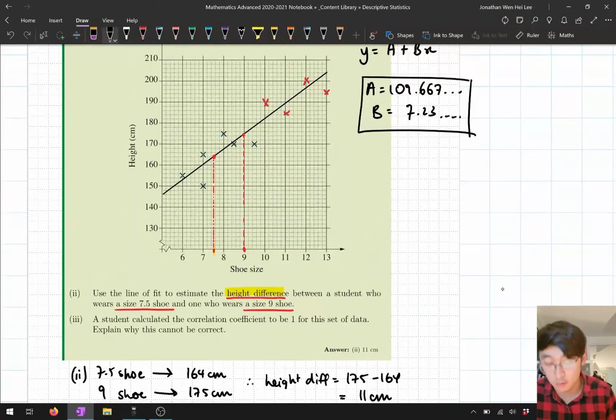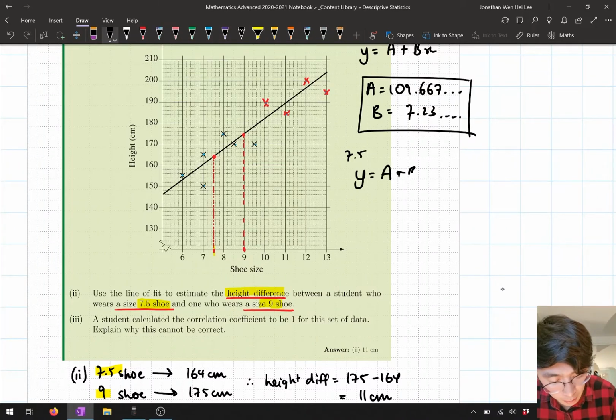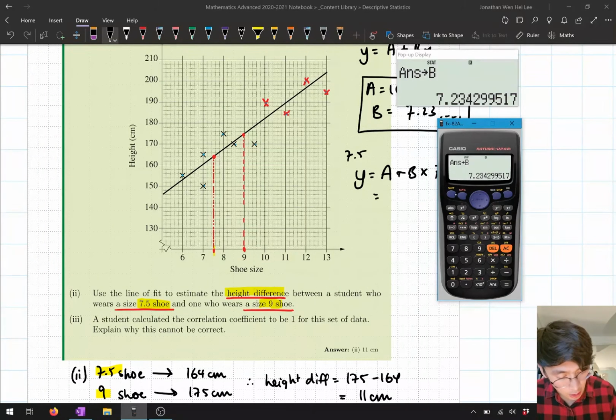So I'm going to put these two values, 7.5 and 9, into my equation. So I'm going to go for 7.5, that is a shoe size, which is just an X value. So I'm going to just put that in. So Y is equal to A plus B times 7.5. And so I'm going to put that in my calculator. A plus B times 7.5.